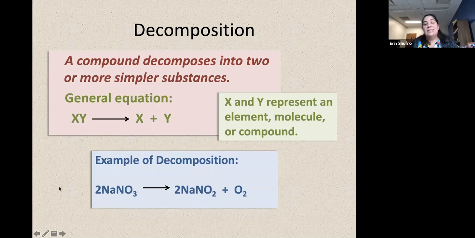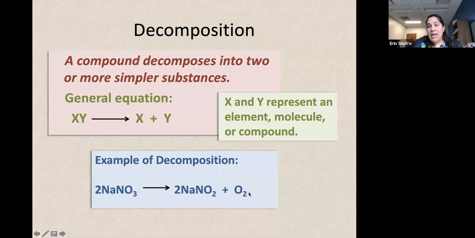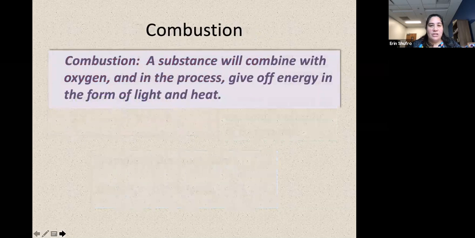An example of this is sodium nitrate breaking down into sodium nitrite and oxygen gas. So one thing is breaking down into two or more things. Sodium nitrate breaking down into sodium nitrite and oxygen gas. That's a decomposition reaction.